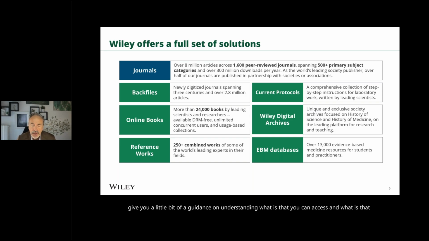But besides the journals, we also offer access to our back files. Obviously, this depends on the type of subscription that your institution has with Wiley. So you need to check with your library manager what type of subscription the institution has finalized with Wiley. But some subscriptions include not only access to a packet of journals, but also access to the back files, access to over 24,000 online books. We also offer access to the reference works, the current protocols.